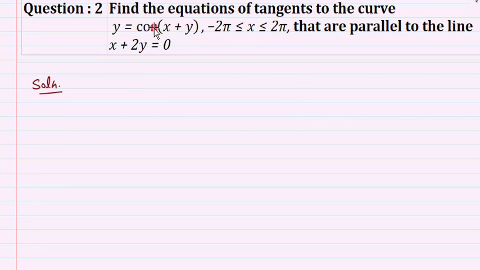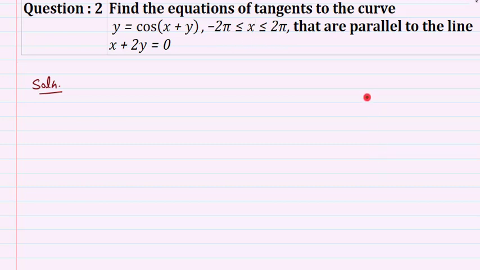Here is the second problem in front of you. We need to find the equation of the tangent to the curve y is equal to cos(x plus y), where the line x plus 2y is parallel to the tangent, and the limit for x is given in which it is bound, which is minus 2 pi to 2 pi.